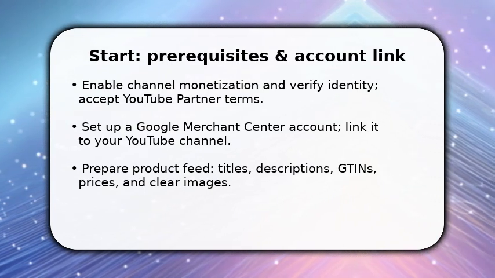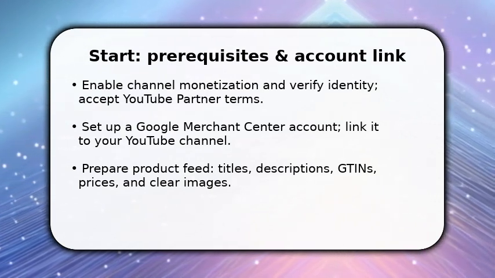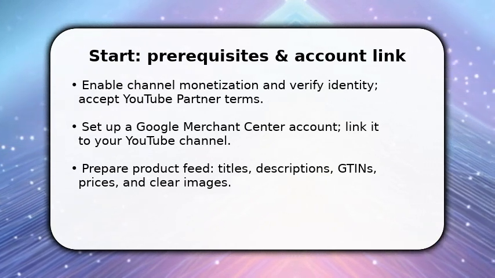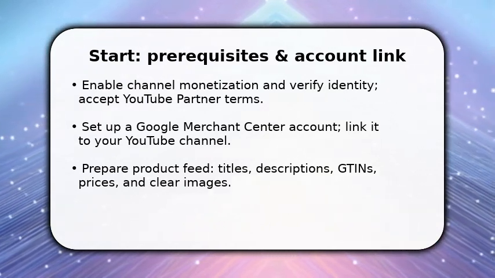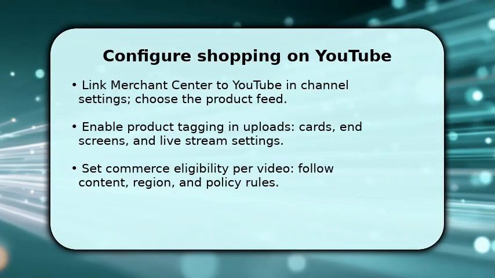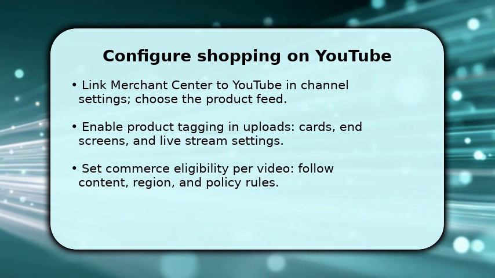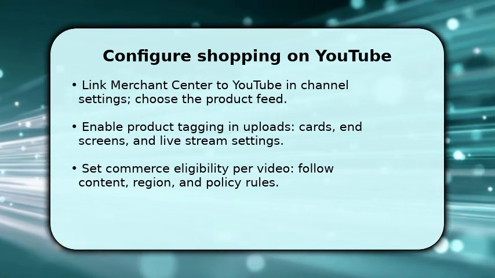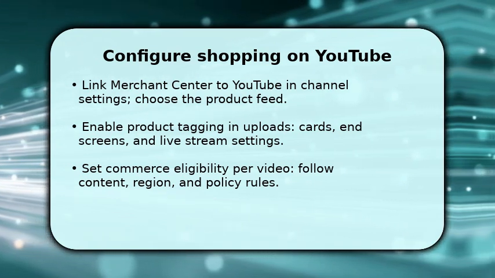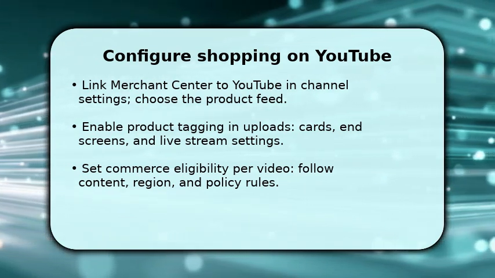Prepare a product feed with accurate titles, GTIN, prices, and clean images, because YouTube pulls that metadata directly to display items alongside your videos. Now you configure shopping inside YouTube Studio. Go to Settings, connect the Merchant Center feed, and select which product set to use. This determines available items.